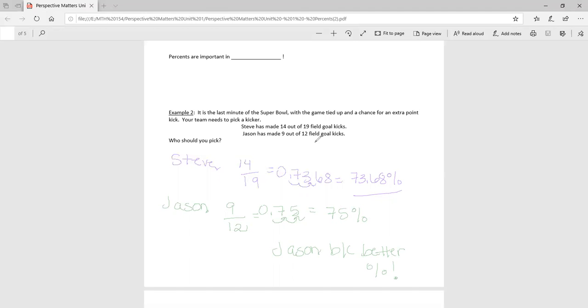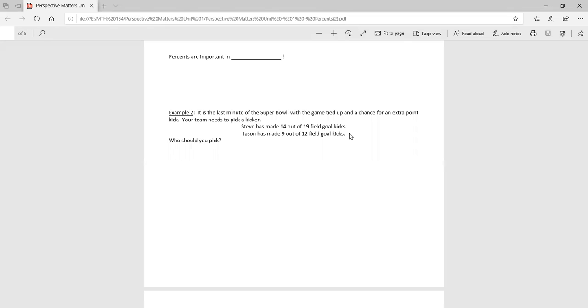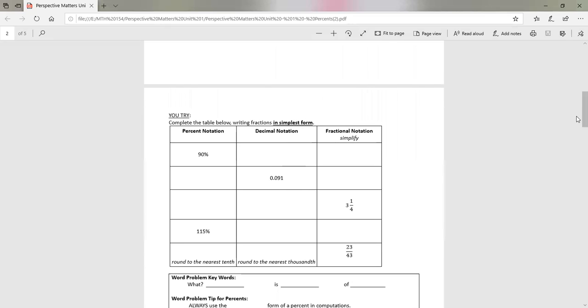Okay, I'm going to go ahead and clear and move this down. And then in terms of the you try, I'm going to go ahead and let you go through that. And then you can check your key with the online key and see how you're doing. And I am going to jump down to the keywords.